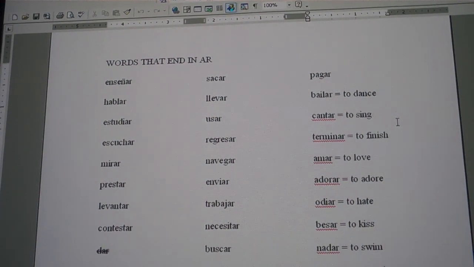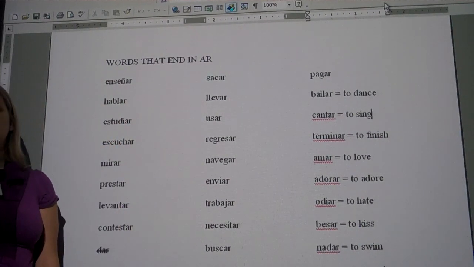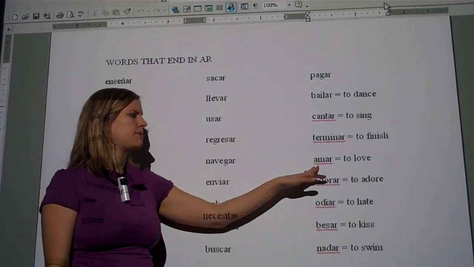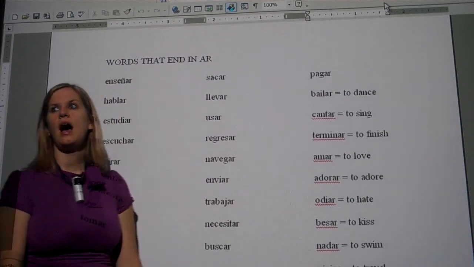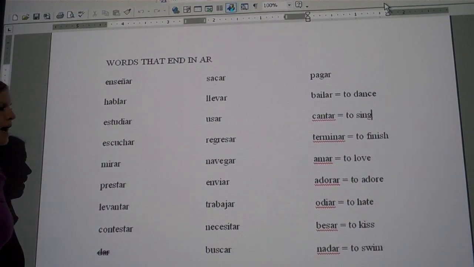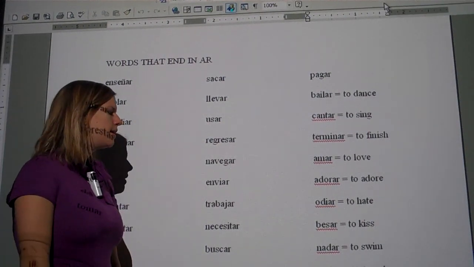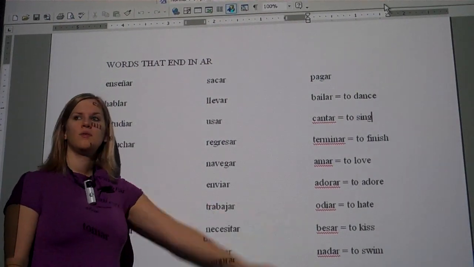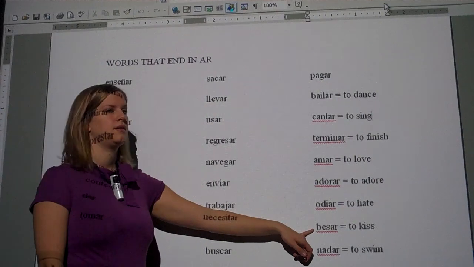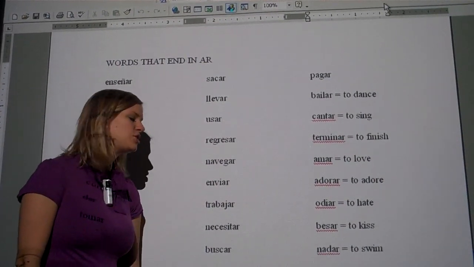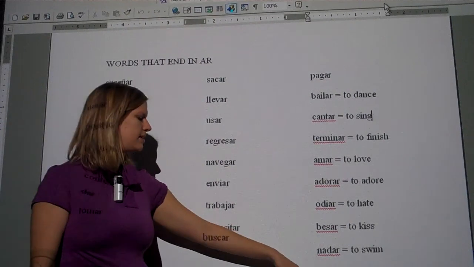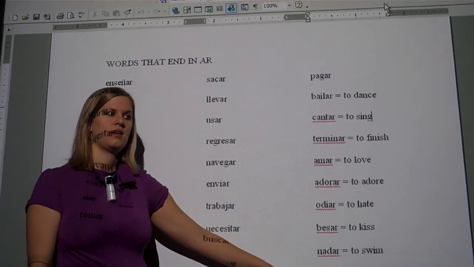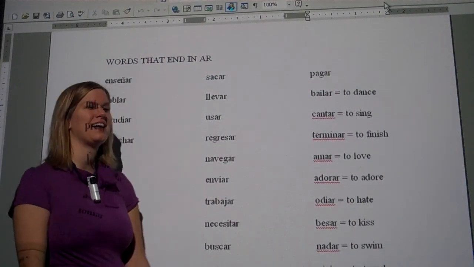How about "she loves"? Go down here. This is the verb "to love." What's the word for she? Ella. And then this would be what? When you conjugate it? Ama. Very good. Ella ama. How about "he kisses"? Right here. What's he? Él besa. How about "she travels"? Down here. Ella viaja. Kind of a funny word.